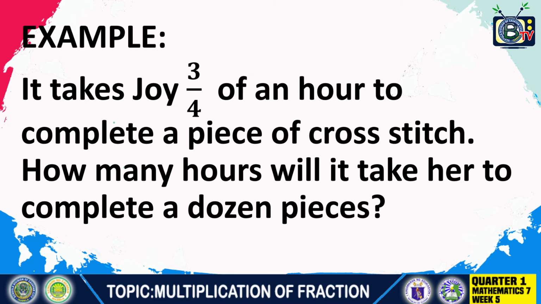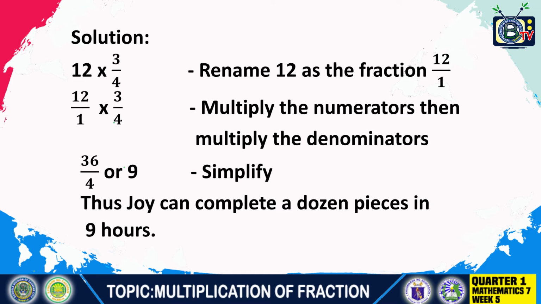It takes Joy 3/4 of an hour to complete a piece of cross stitch. How many hours will it take her to complete a dozen pieces? So, let's have the solution, class. Dozen means 12. So, let's multiply 12 times 3/4.